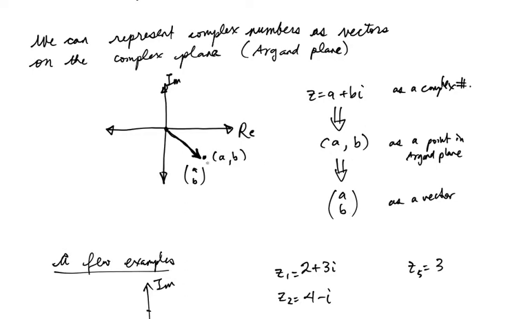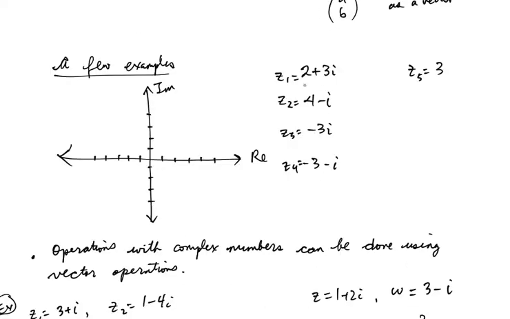And when we represent that point on the Argand plane, that point can also be represented as a position vector starting from O. So this vector here would represent the complex number a plus bi. Here are some examples. If I have z1 is 2 plus 3i, and I want to plot that as a vector on the Argand plane, this becomes my x component, this becomes my y component, so it would be 2 and 3.